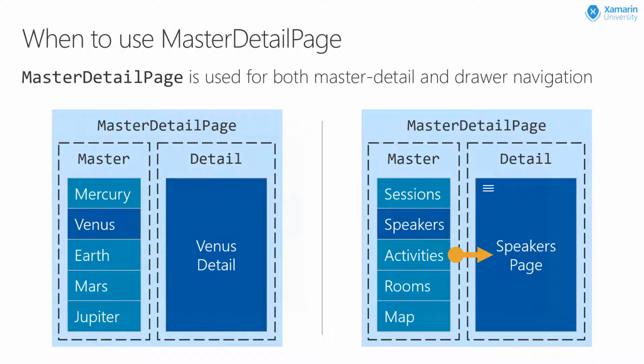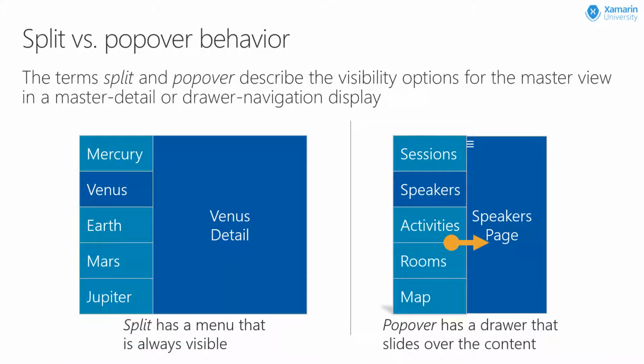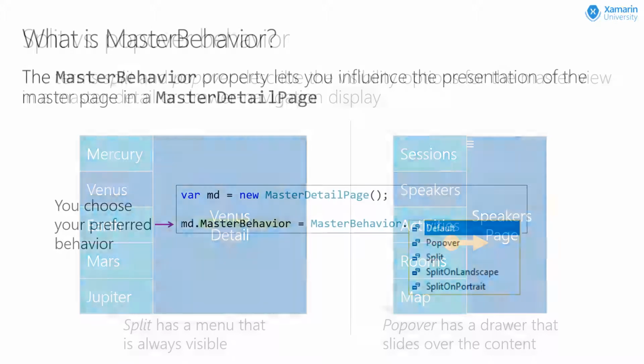Pretty convenient. So at this point, you're probably thinking that implementing these two patterns is fairly similar, and you'd be right. In Xamarin Forms, we control the visibility of the master to change the UI presentation, and we use the term split when the master is always visible. And we'll use the term popover when the master is displayed as a drawer. Now again, this terminology is used by the Xamarin Forms API, and you'll see that in just a moment.